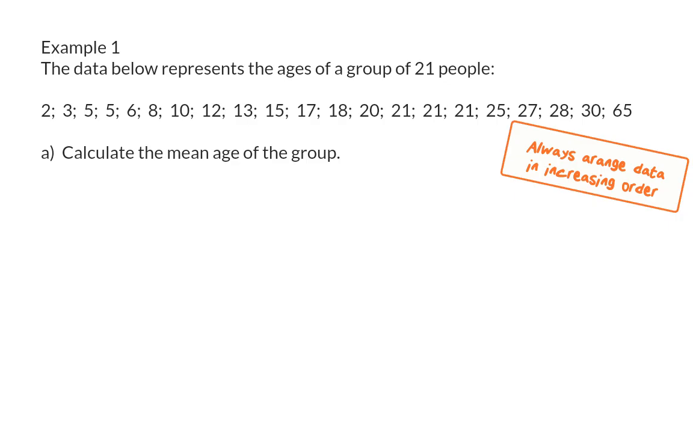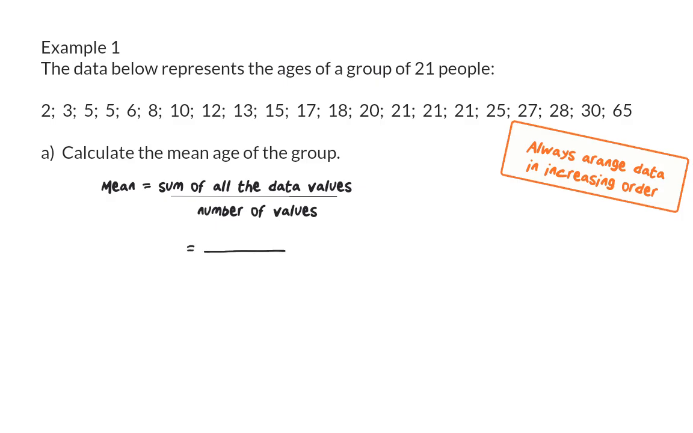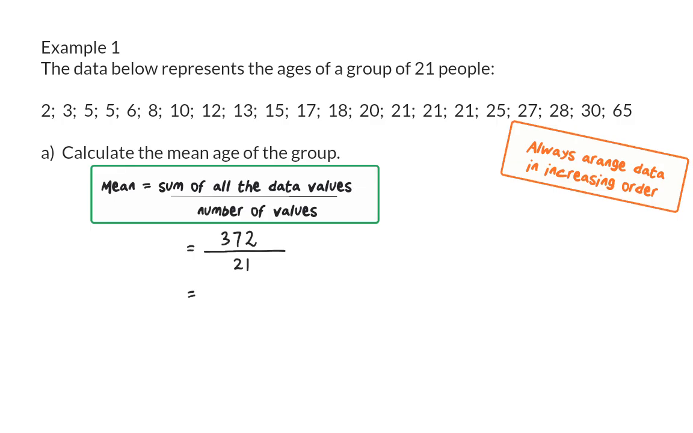In this case, if we added up all the different life years and we divided it so that everyone is the same age, that is the value of our mean. Therefore, to calculate the mean, we're going to take the sum of all the data values and divide it by the number of values, which in this case was 21 values. The sum of all the data is 372, and if we divide that by 21, the average age for everyone to be the same age would have been 17,71 years.